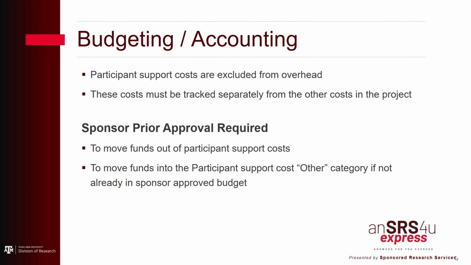Sponsor prior approval is required to reallocate participant support costs out of the participant support cost category and into the award's other budget categories. Sponsor approval is also required to reallocate funding to the participant support cost category of other if proposed costs were not already specified in the sponsor approved budget.